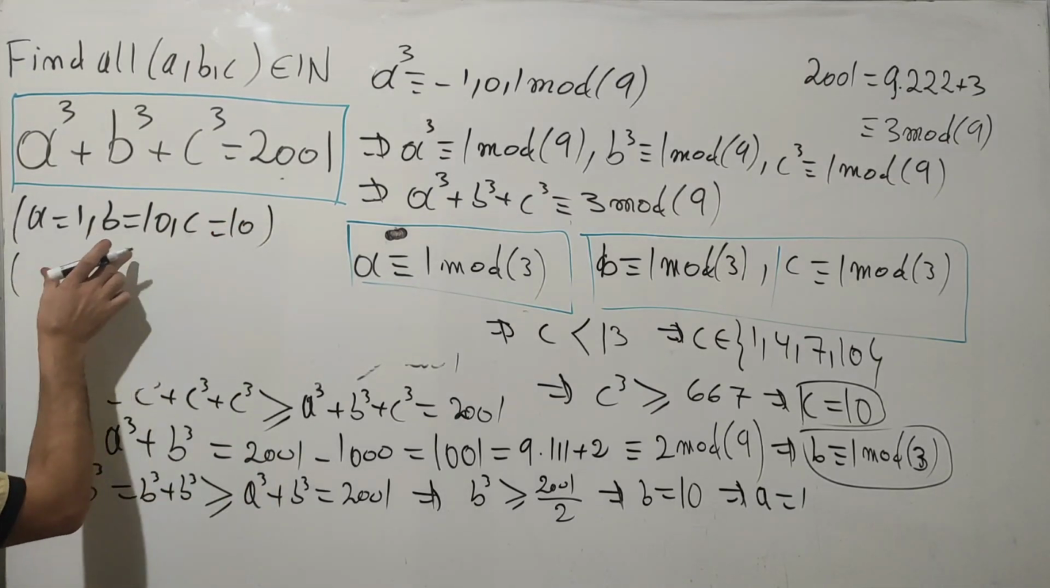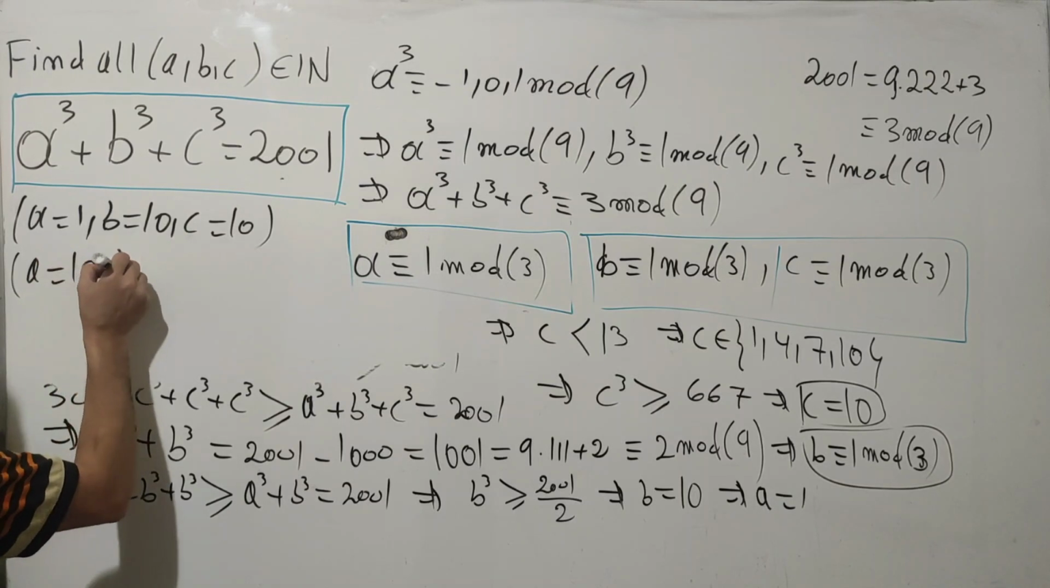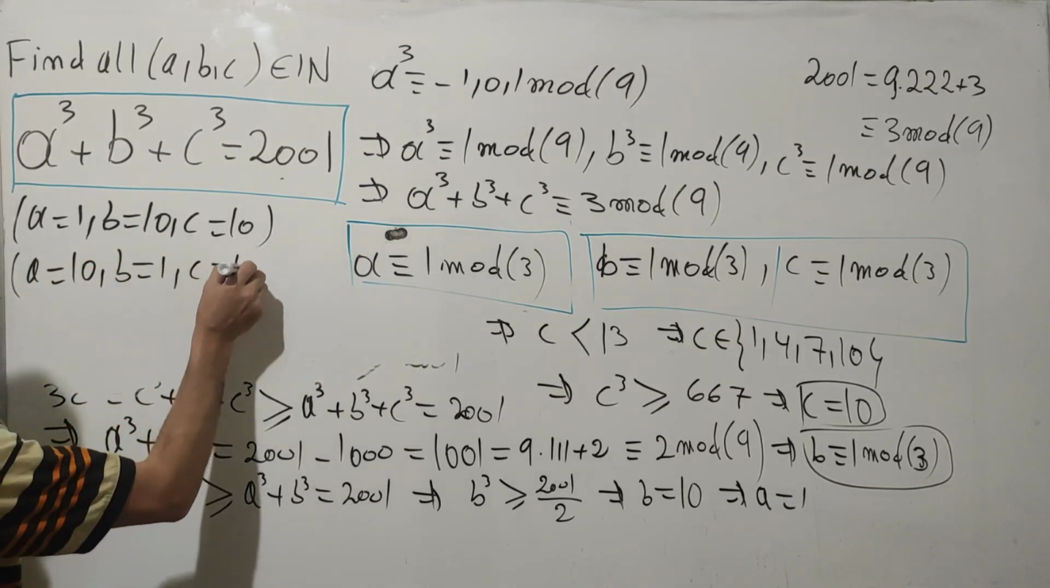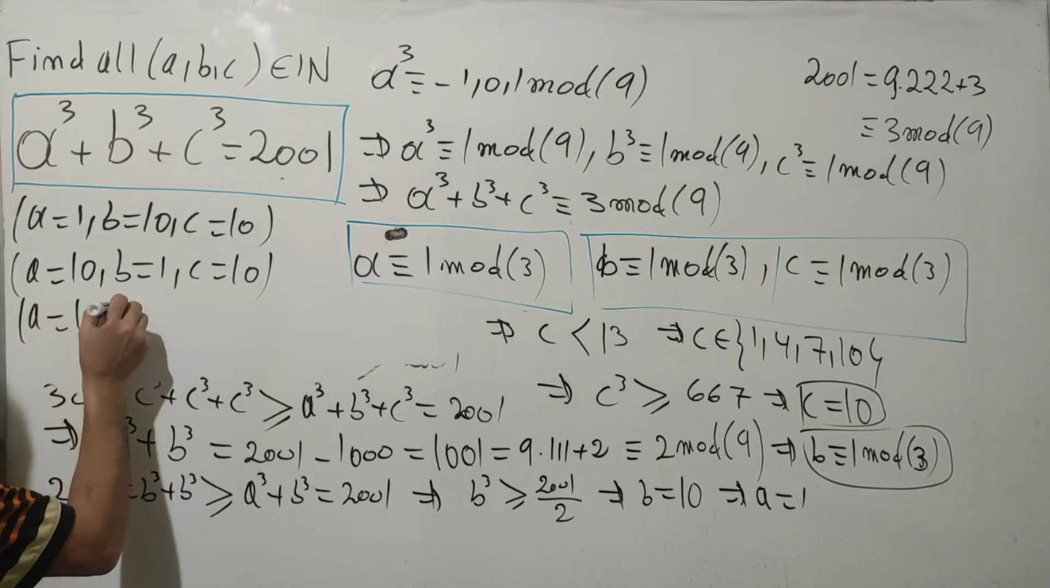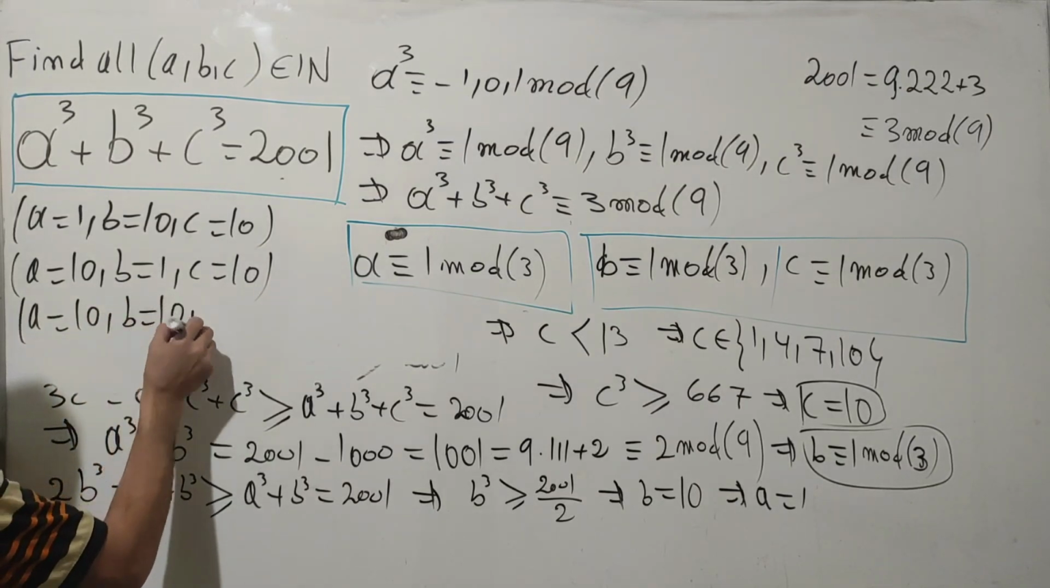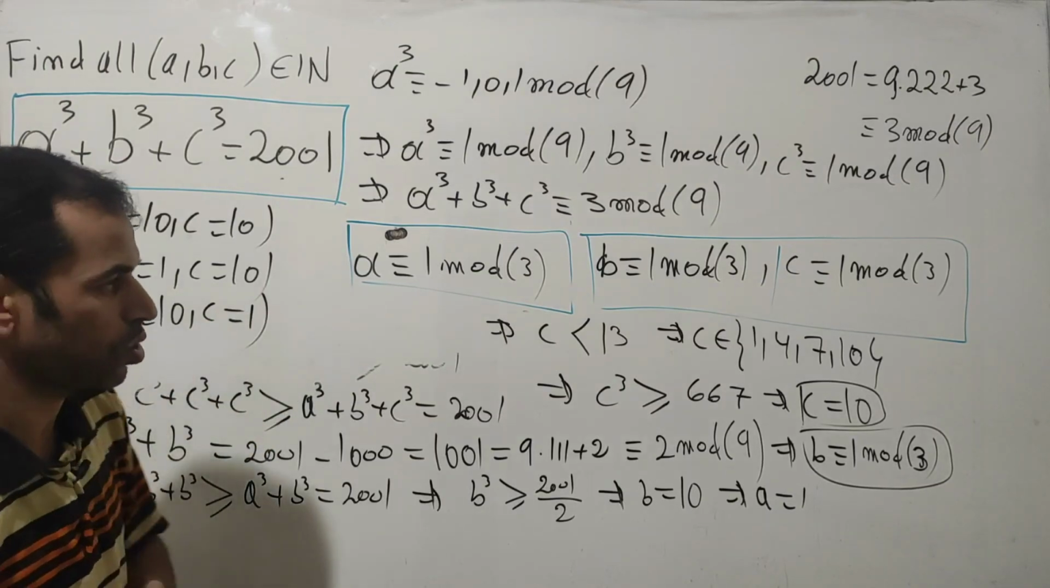By symmetry, I will have 3 copies of this one. So I get here a equals 10, with b equals 1, with c equals 10. Lastly, I get a equals 10, b equals 10, finally c equals 1. This is the only 3 solutions that I find.